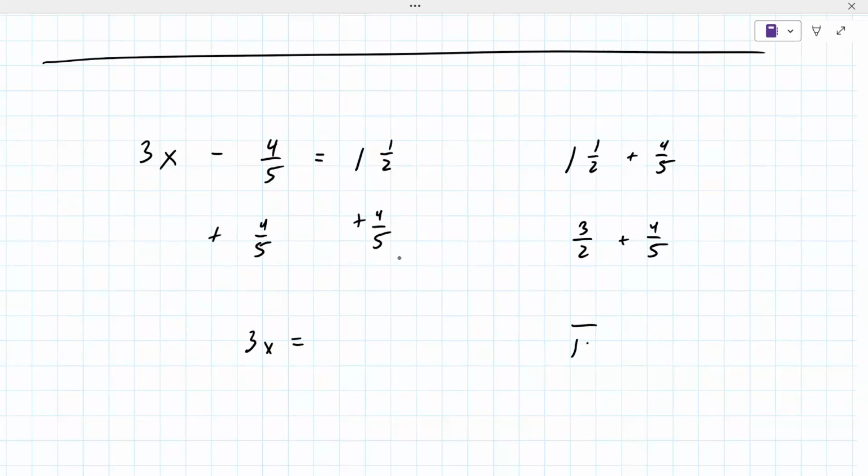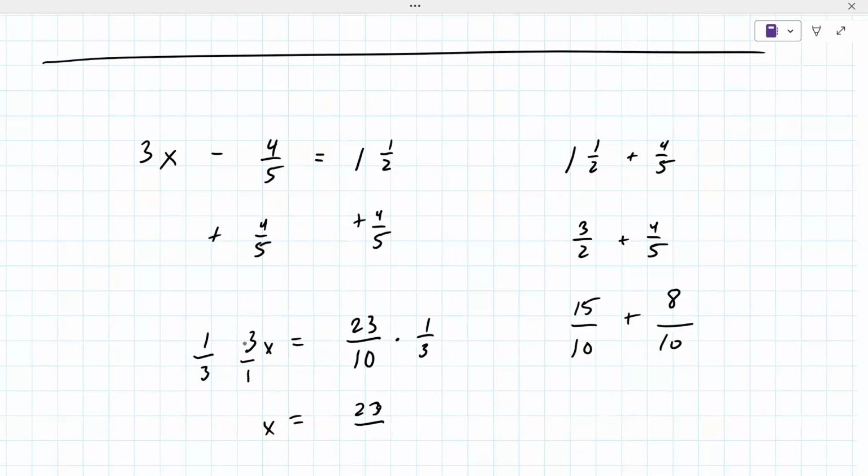So that means your common denominator is 10 here. That means it's 15 over 10 plus 8 over 10, and so on here. So this becomes 23 over 10. Now this is a little bit odd here. The 3 is actually a 3 over 1, and you want to multiply by the reciprocal. Yeah, I know that. Great. And so this becomes 23 over 30, and then sometimes you've got to reduce.